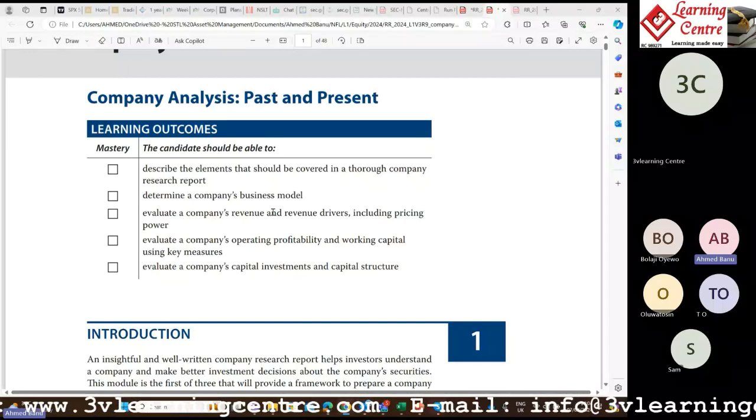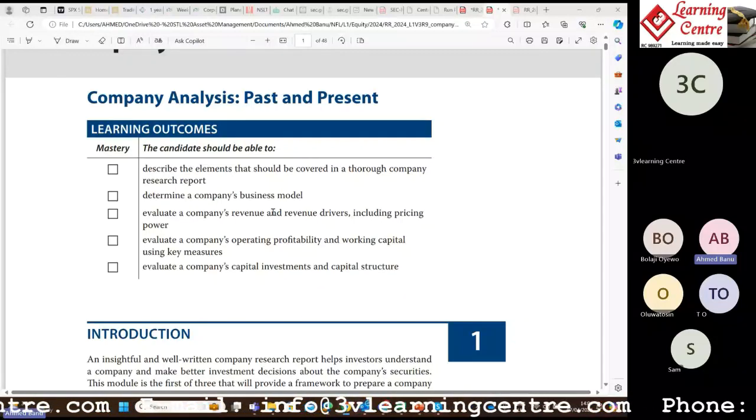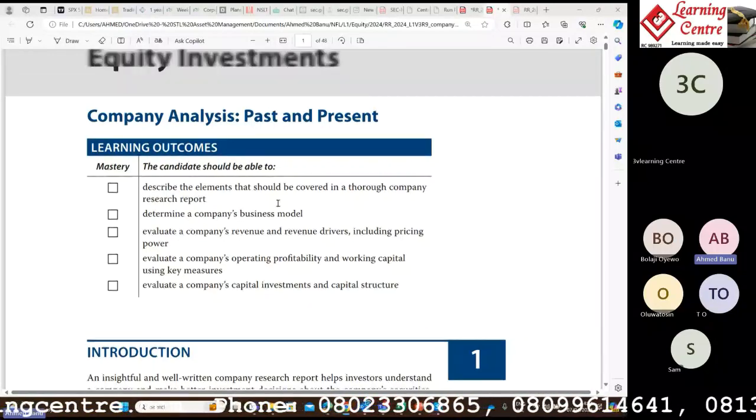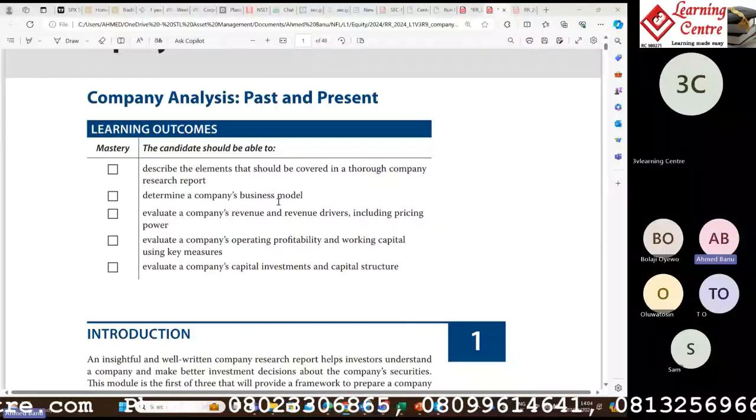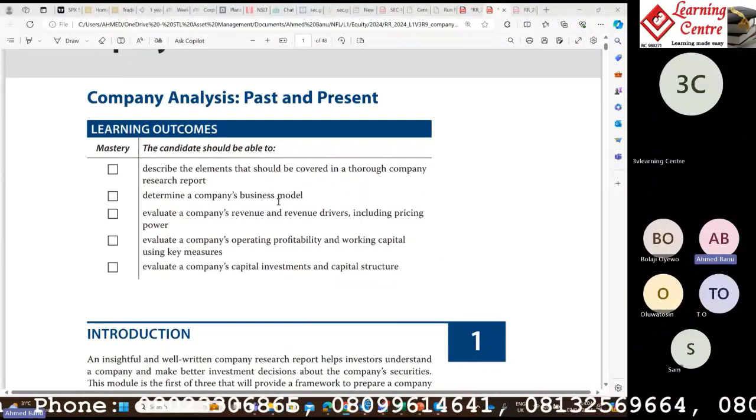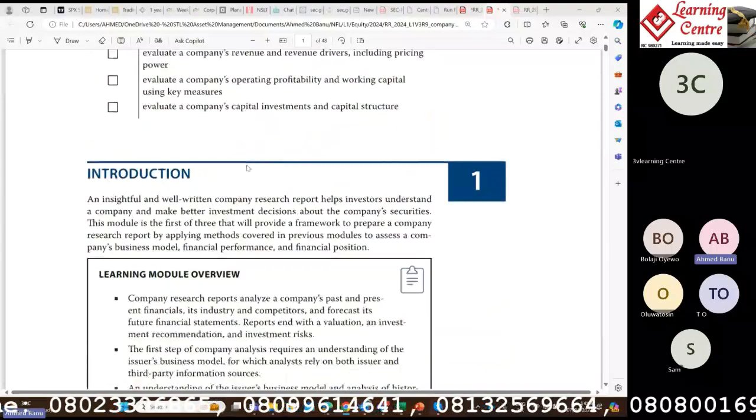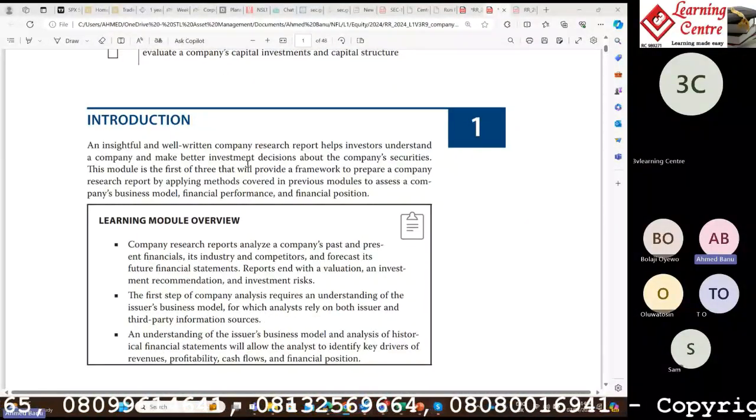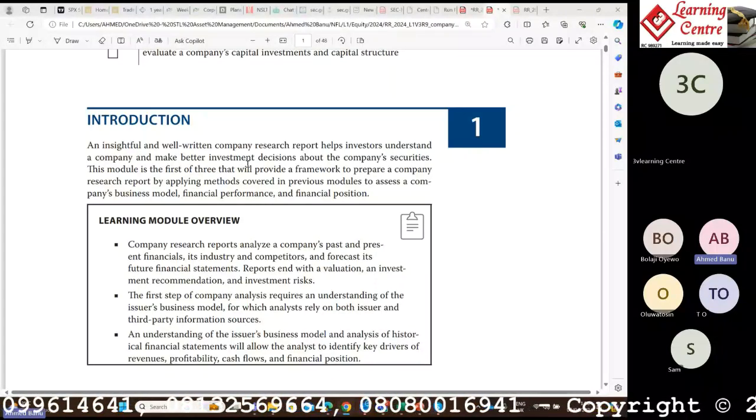Determine a company's business model. Evaluate a company's revenue and revenue drivers, including pricing power. Evaluate a company's operating profitability and working capital using key measures. Evaluate a company's capital investment and capital structure. And when I read this reading, it is actually new. It wasn't here before. When I read it, it was quite interesting. Now, what are we trying to do here? You guys must have heard of companies' research reports.